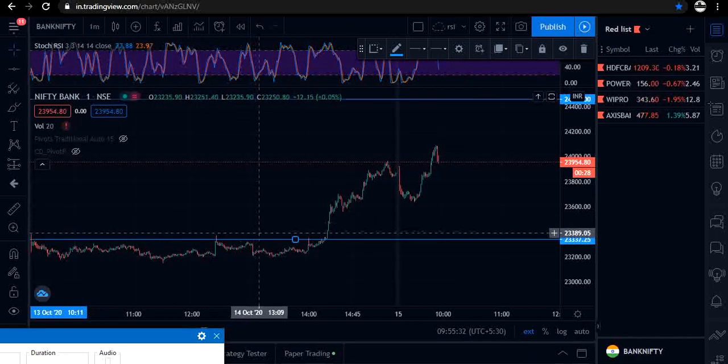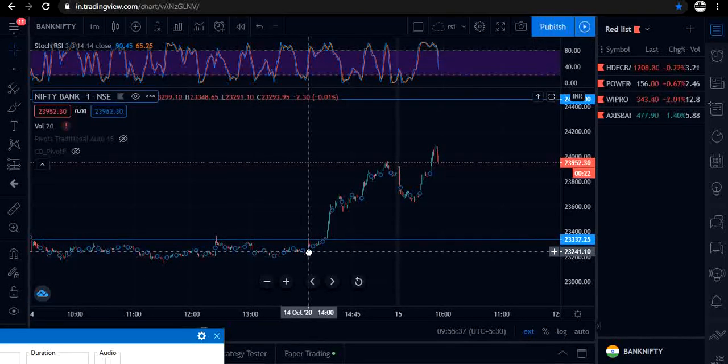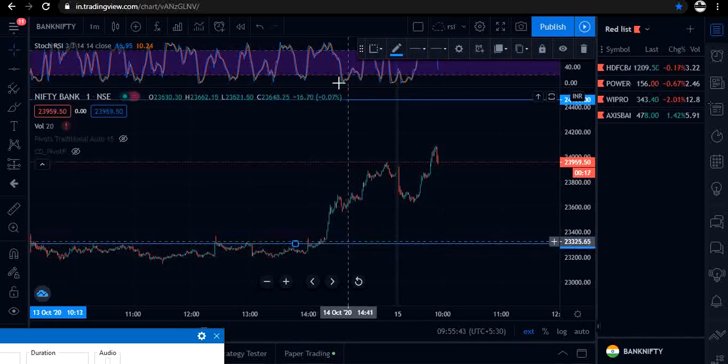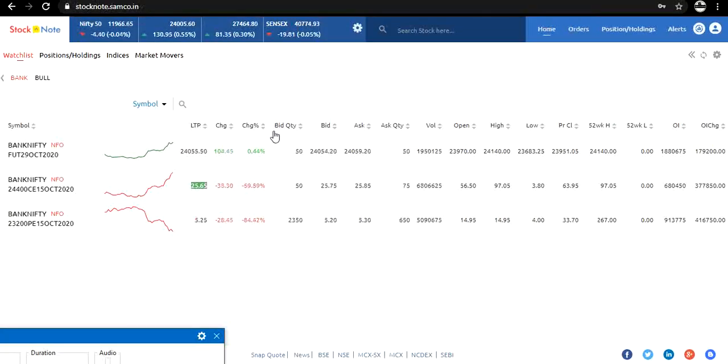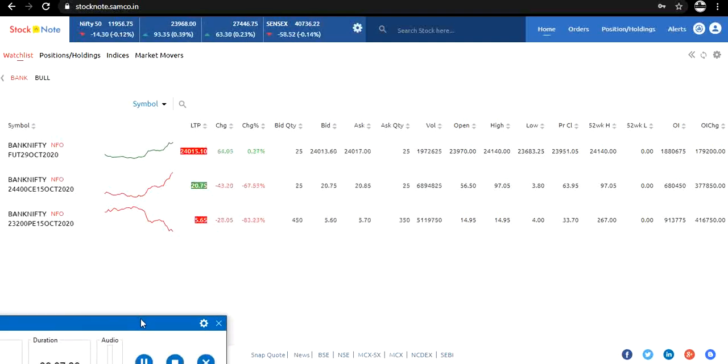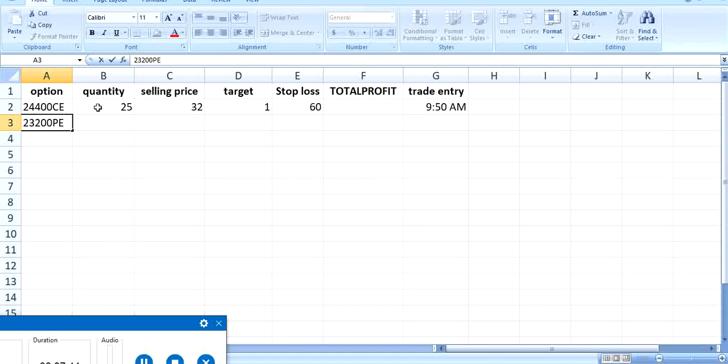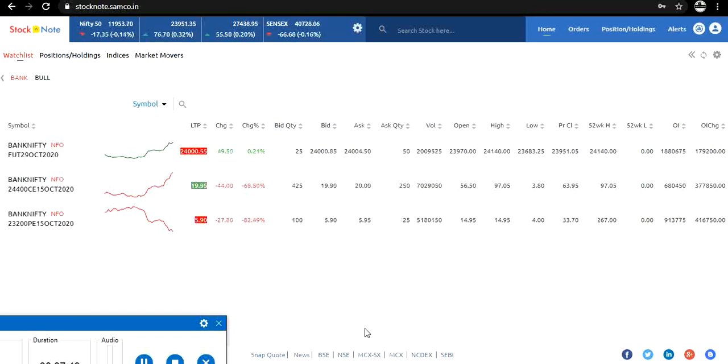Okay traders, no, but it will be very high, so let us remain there only at 23,300. Okay, 23,200. Okay, no problem. So we will sell this at 5 or 6 rupee, at 6. So 23,200 put, we will add here.